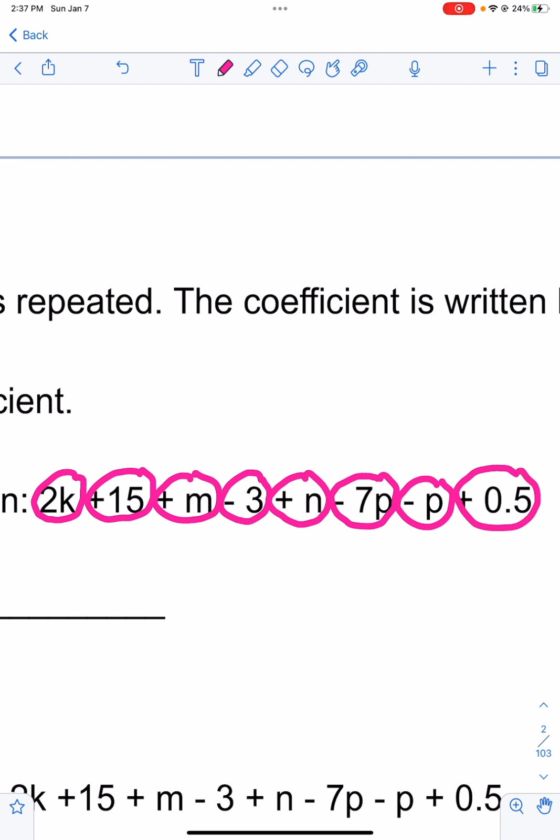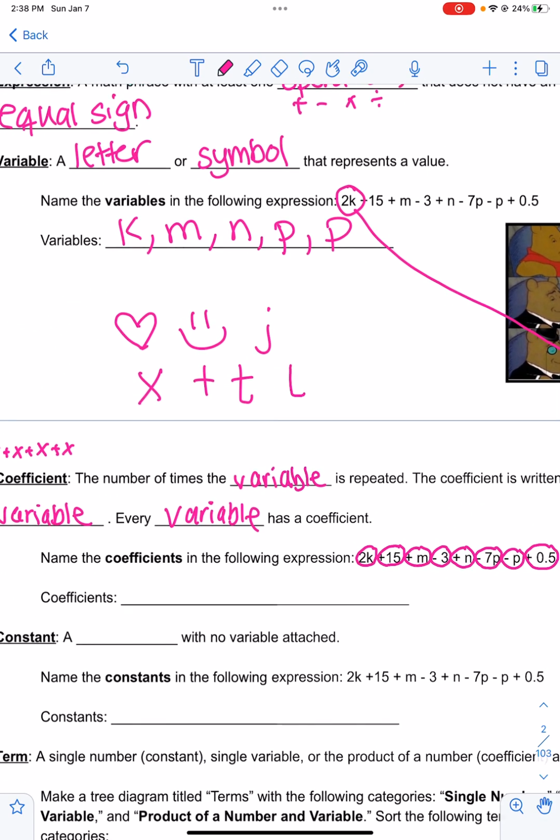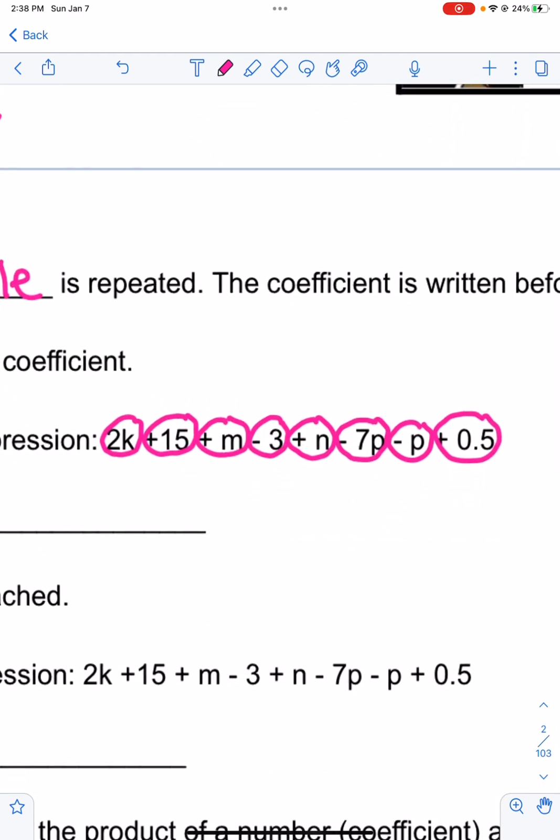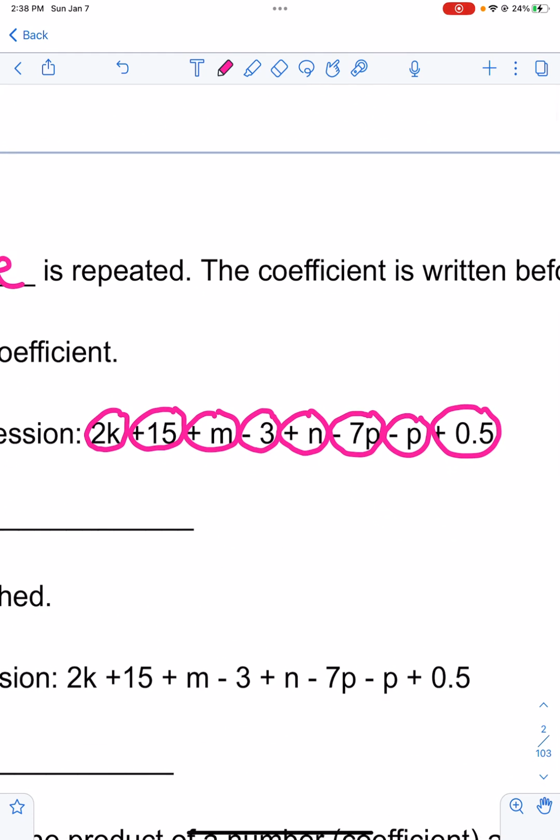Pause the video if you think that you can name the coefficients on your own now, and if you're not sure what to do, keep watching. All right, so part of the definition is that it has to have a variable. Remember how we wrote the word variable 3 times? So in order for it to have a coefficient, it has to have a variable. So I'm going to look through my bubbles and cross out any bubbles that don't have a variable, because then they wouldn't have a coefficient.